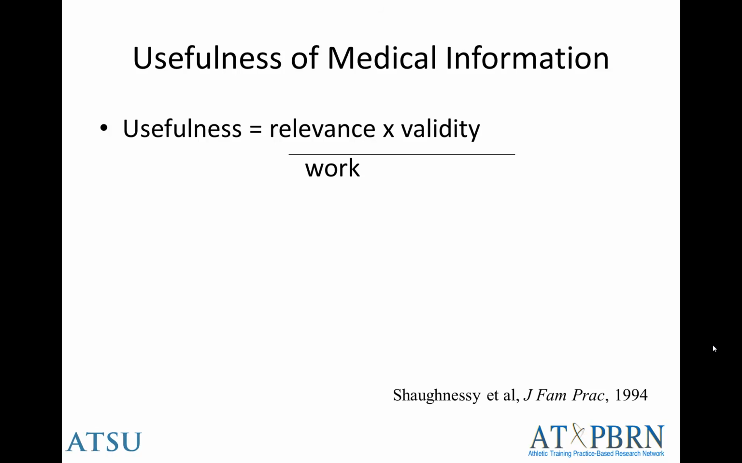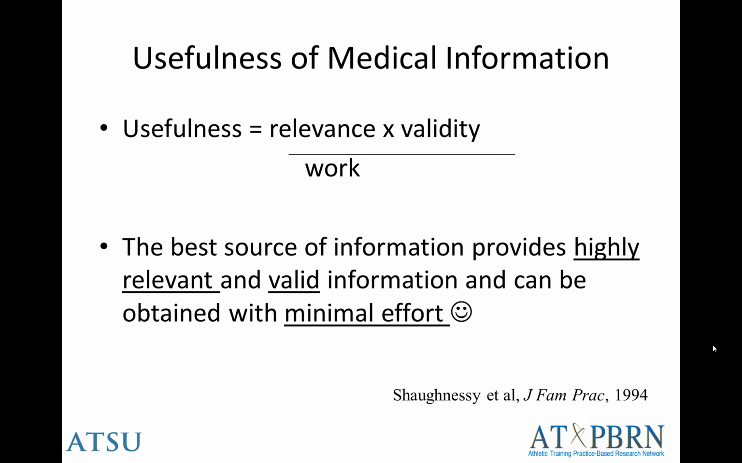And that's why previously we talked about ways of searching for evidence using the 5S pyramid and other search strategies that allow clinicians to evaluate and use information that has already been appraised, and in some cases that has been analyzed in the form of a meta-analysis or synthesized into short pieces of information that are easily digestible by the clinician. Using this equation, the best source of information that a clinician can use provides highly relevant and valid evidence and can be obtained with minimal effort. This will allow clinicians to implement the best available evidence for their particular patient and does not require them to spend hours searching for this evidence.